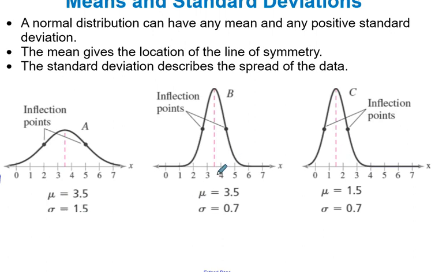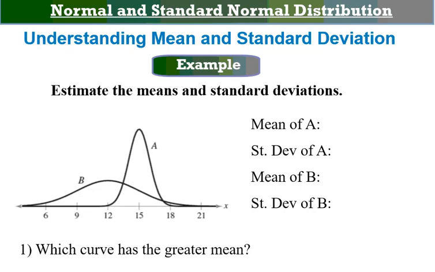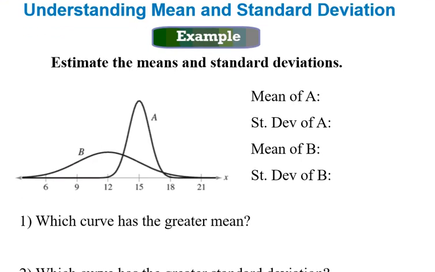If you look at B and C, they both have the same standard deviation, so their spread is the same, but the difference is that their means are located at different points. So that's how the mean and standard deviation play a role in the graph of a normal distribution. Just a couple examples of being able to read normal curves based on pictures. So a couple pictures for you.